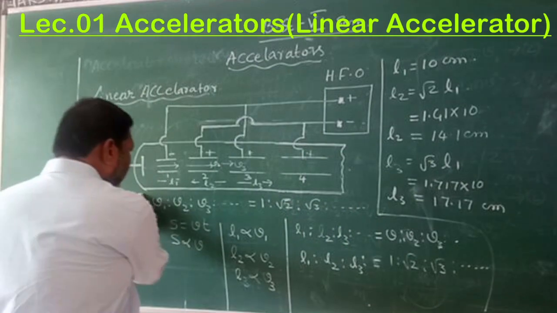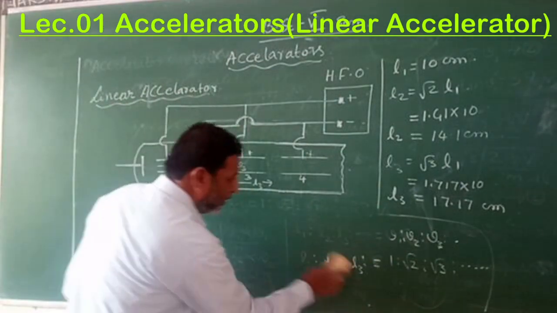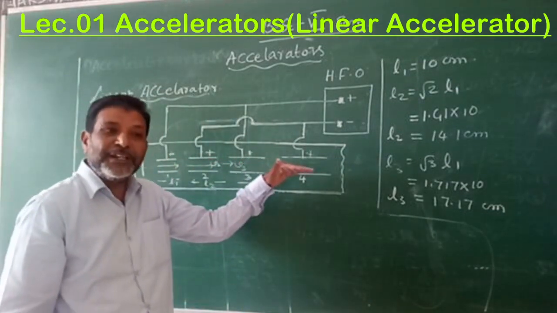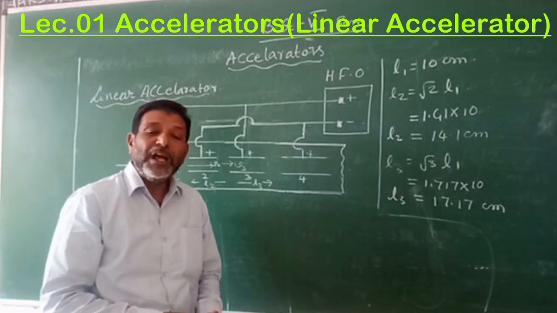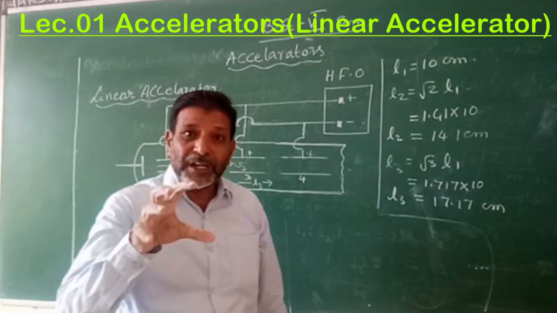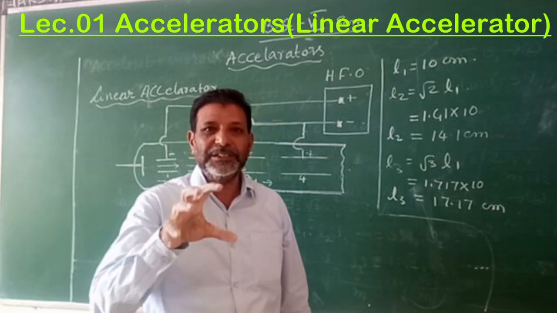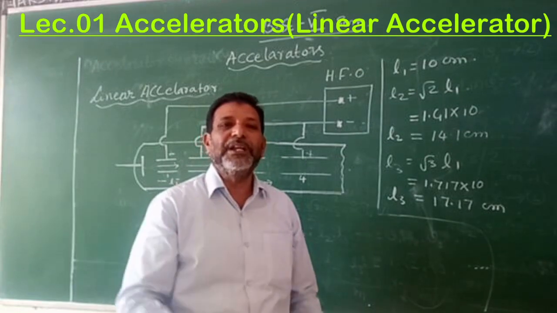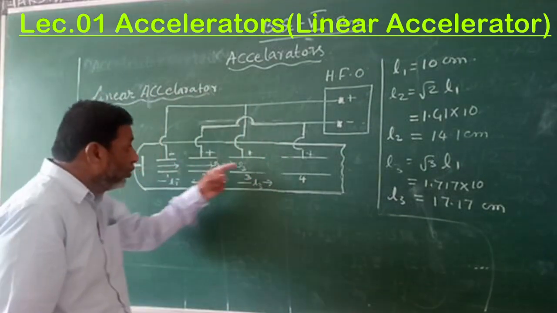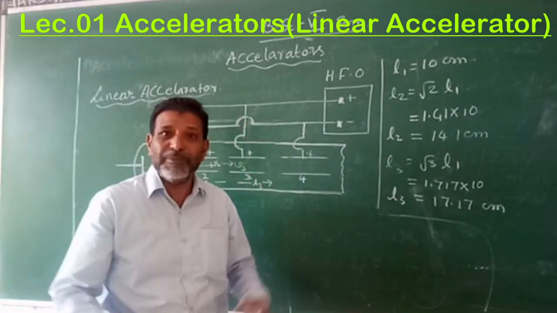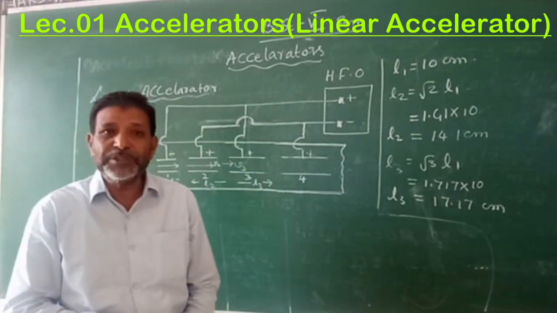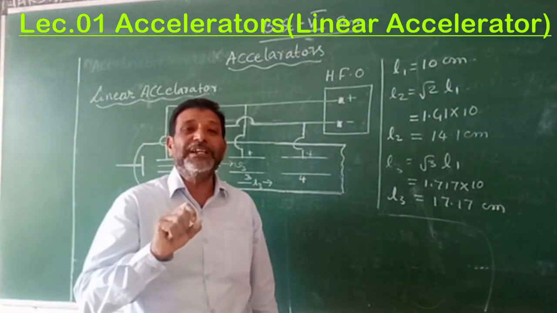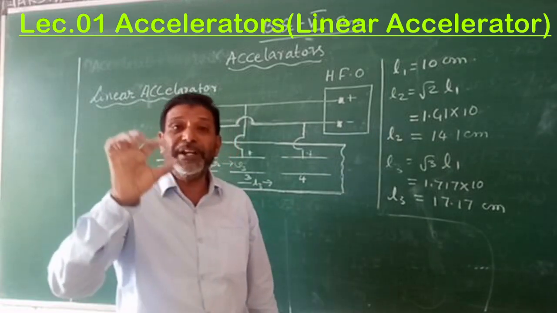Now, the last point to understand is that as the particle passes from one tube to another tube, its energy gradually increases. To get a definite energy of the charged particle, through how many tubes does it have to pass? That is very important. As it passes through more tubes, it gets more and more energy. Then to gain a definite amount of energy, it has to pass through a definite number of tubes.